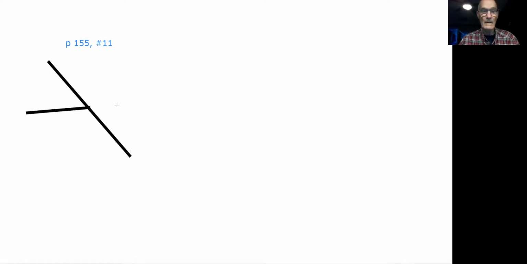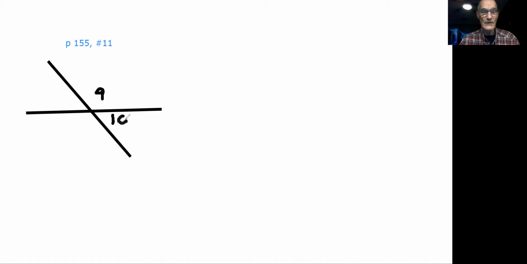All right, so if we look at a problem here, generally speaking, every problem will have a diagram. We're looking at problem number 11 on page 155. So I'll put that down here. This is page 155, number 11. Okay, so the diagram looks like this. You've got your intersecting lines here, and then we have this angle here numbered 9. So this is angle 9. And this angle here is angle 10.